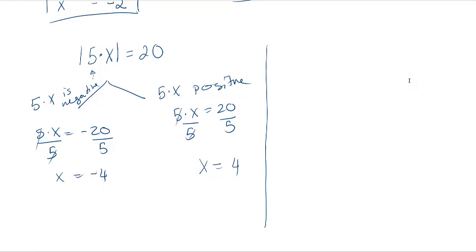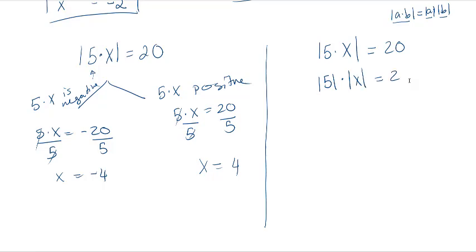The point is that when we look at this equation, we can do something prior to looking at the term inside. So we have 5 times x in absolute value equals 20. Now, it's important to remember that when we have the absolute value of a product, that equals the product of the absolute values. So if we have the absolute value of A times B, that equals the absolute value of A times the absolute value of B. In this case, then, we can write this as absolute value of 5 times absolute value of x equals 20.